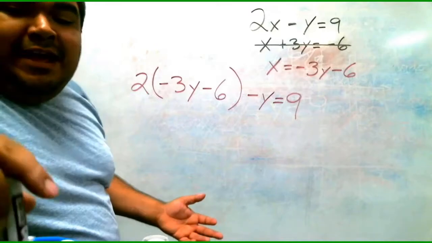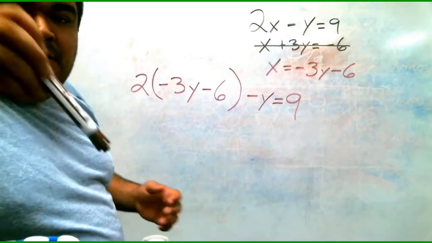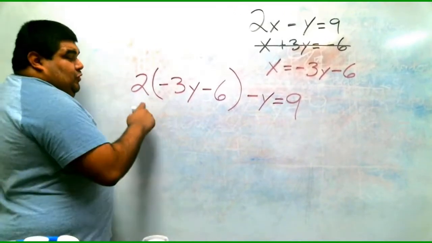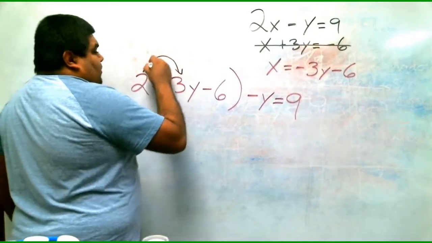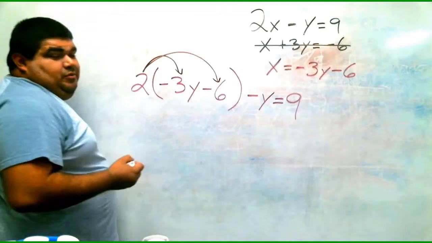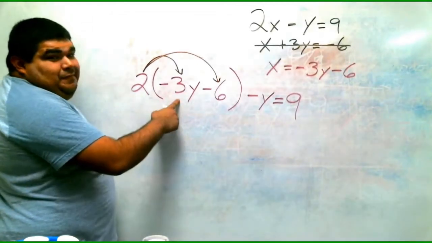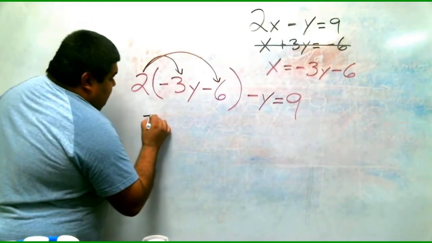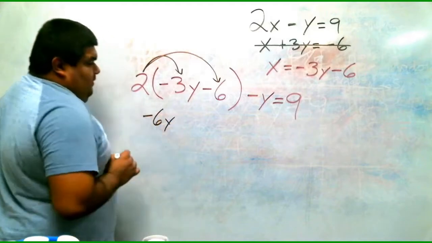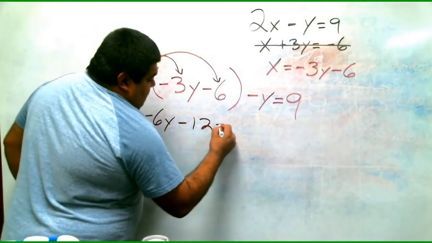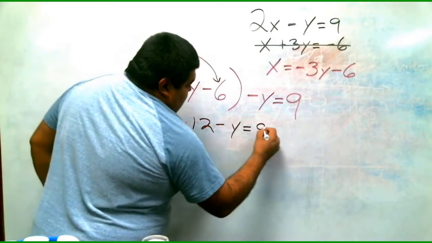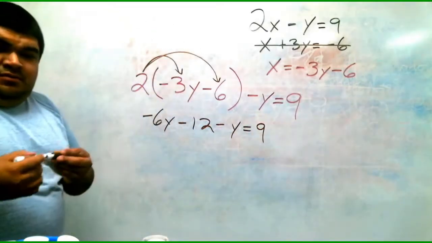Now that we have that, we can distribute the 2 because we're trying to get rid of that 2. So we're going to distribute. 2 times negative 3 is negative 6y. 2 times negative 6 is negative 12. Minus y equals 9. Okay?